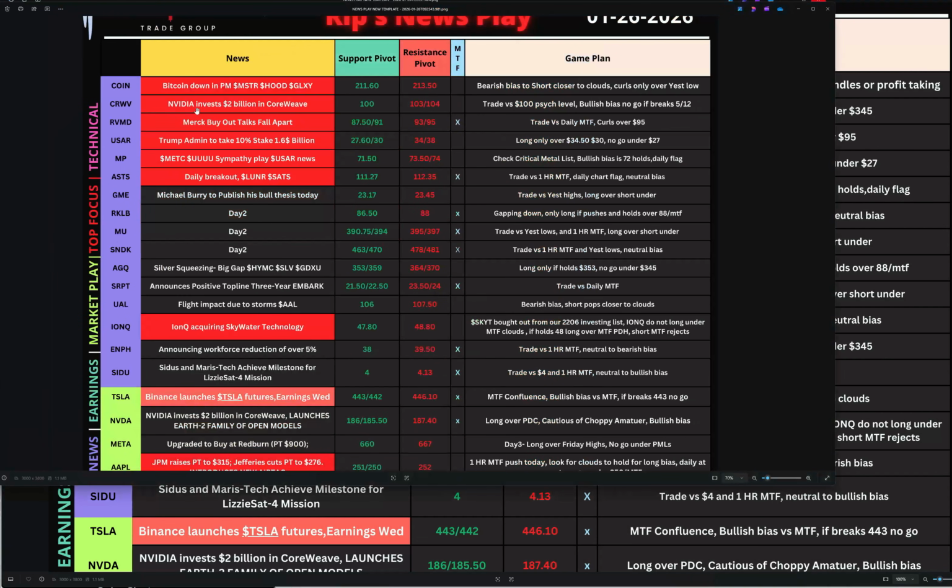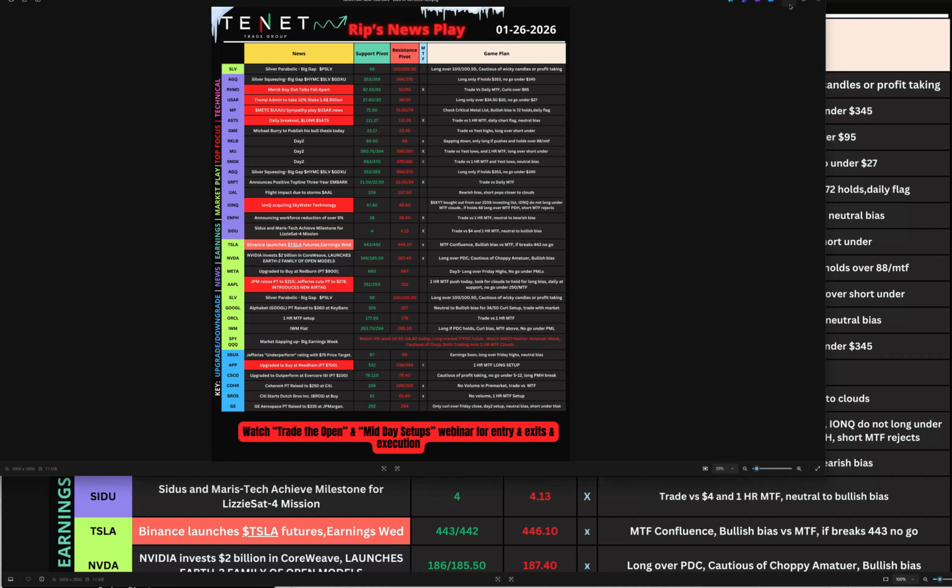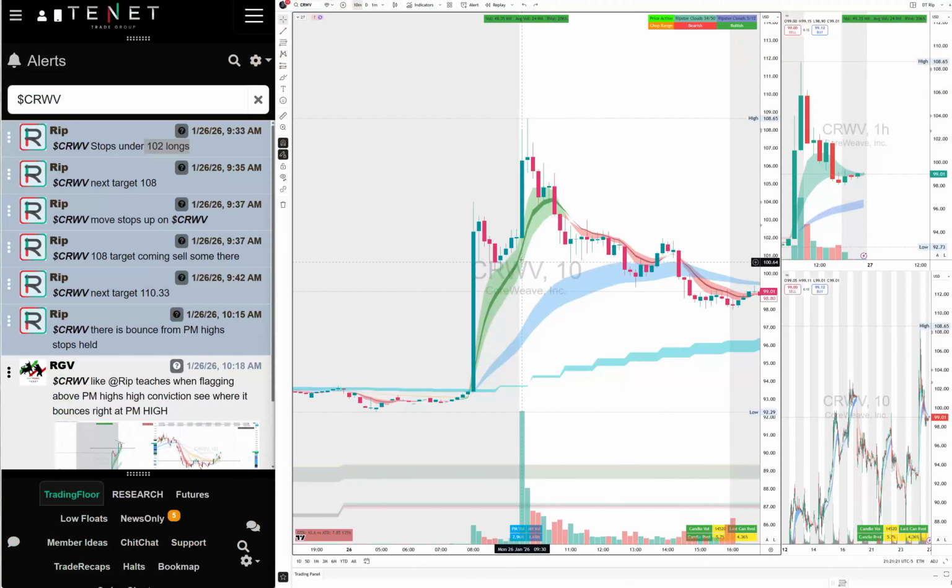So the CoreWeave plan: Nvidia invests 2 billion, trade versus the 100 psychological level, bullish bias, no go if it breaks 512. As you see, it was the 100 psychological level, and it held the clouds. That's why I told the traders it's a long, stops under 102. Then you see the first candle, I gave the guidance right at the open. By the end of the 9:40 candle we hit 109, so you would have to be fast at the open.